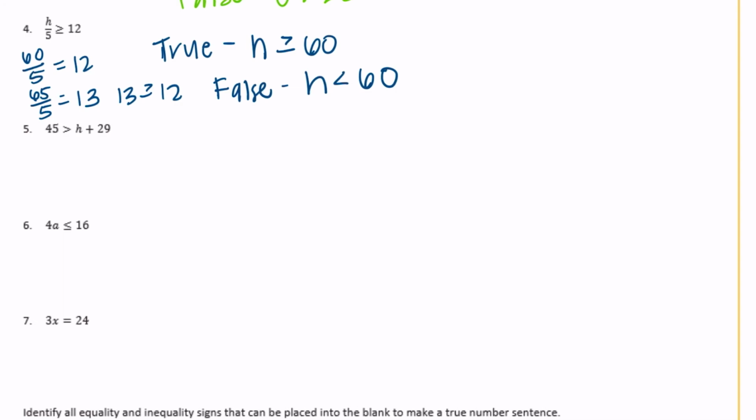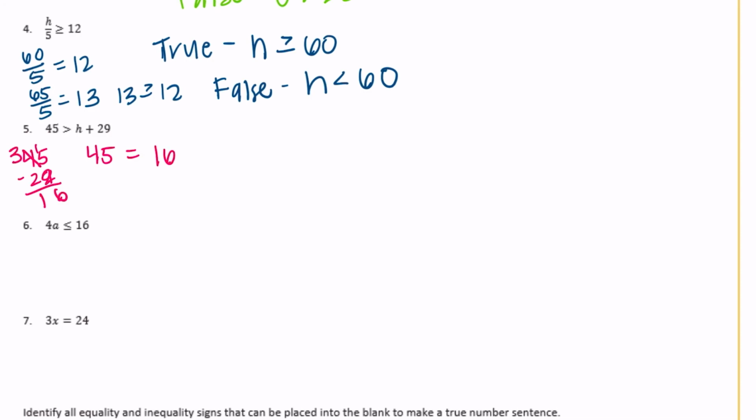And number 5, 45 is greater than h plus 29. So I like to start always by making them equal, and then we can work off of that. So 29 plus what is 45? Well, we can subtract to figure that out. 15 minus 9 is 6. 3 minus 2 is 1. So 16. If we made it 16, it would be equal.